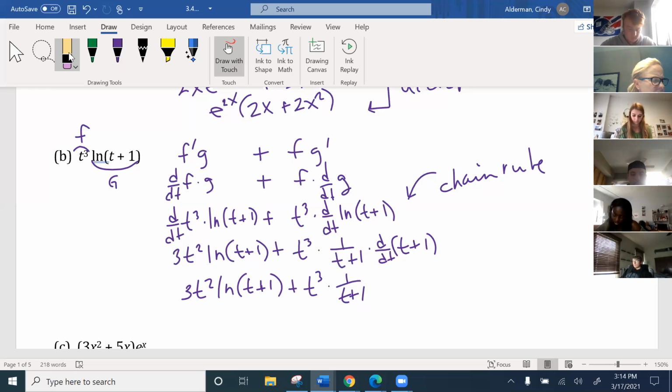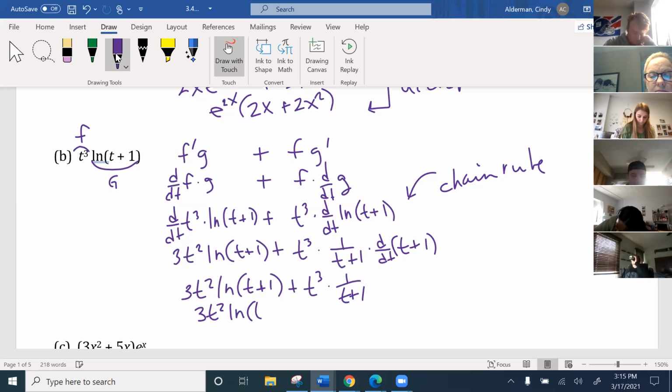So the only other thing that you could do is put t cubed on the top and t plus 1 on the bottom. And you're done.